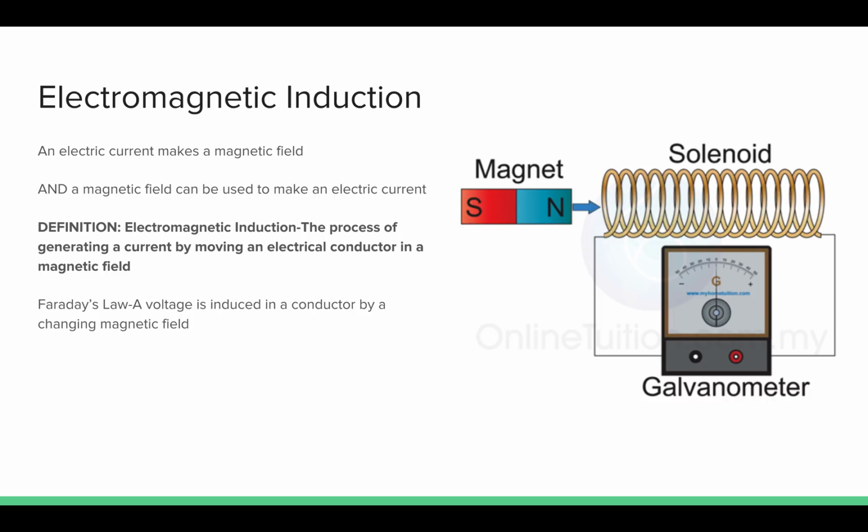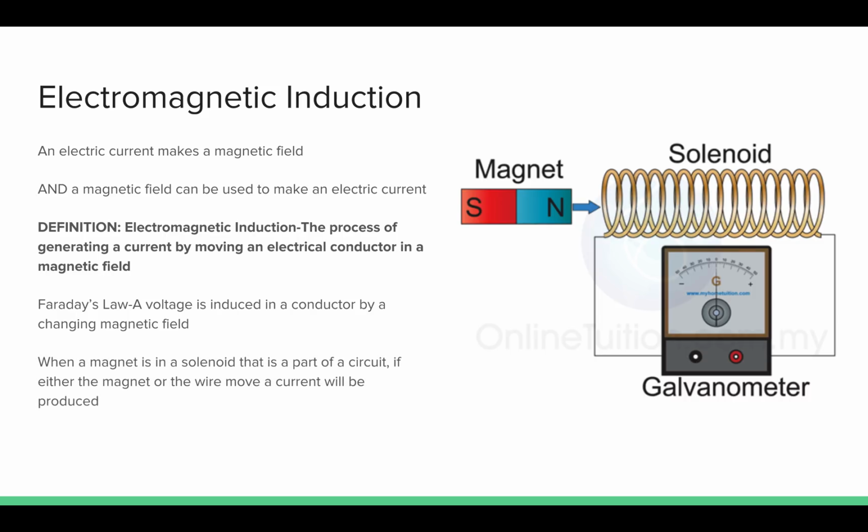Okay, let's break down what that means. A voltage is what will lead to a current if the conductor is connected to a circuit. The conductor is anything that conducts electricity, so some kind of metal. And a changing magnetic field, all that means is that the magnetic field is in motion compared to the conductor. So that's what we're saying.